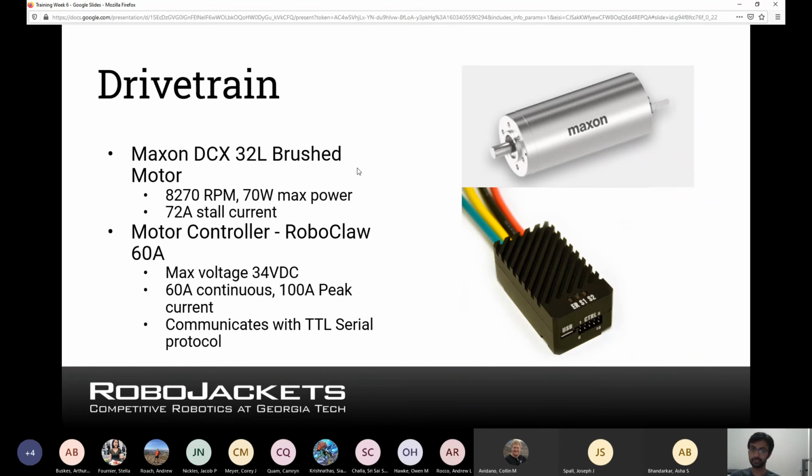So the drivetrain is made out of these 70-watt max power, 72-amp stall current brushed motors that you can see here. And the motor controller selected is the RoboClaw 60 amps. The 60 amps is the continuous current with 100 amps of peak current, which is good because the 100 amps exceeds the 72 amps of stall current, which is the maximum current that the motor can draw. And this motor controller communicates using a TTL serial protocol, which is a UART protocol type thing. TTL means it uses 0 volts to 5 volts.